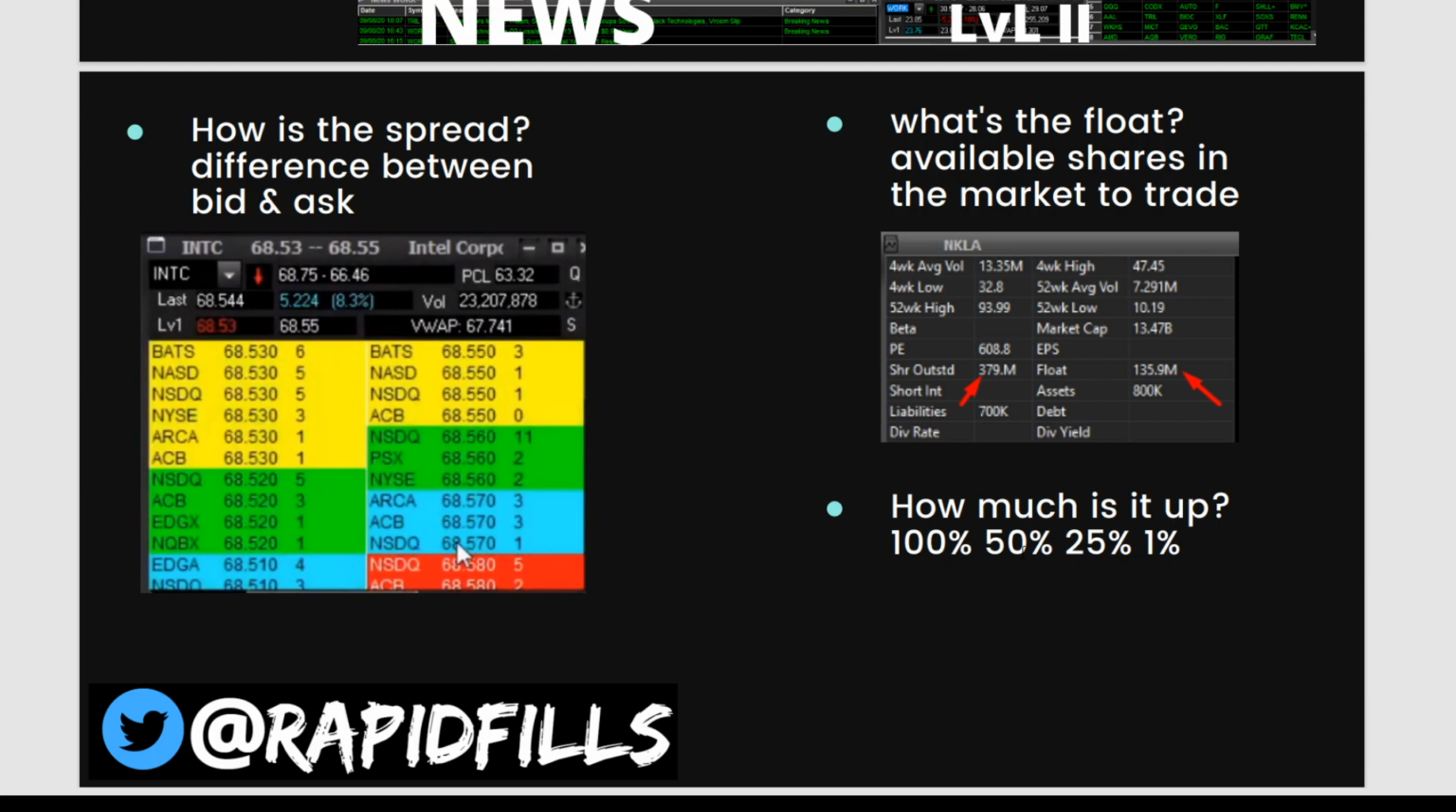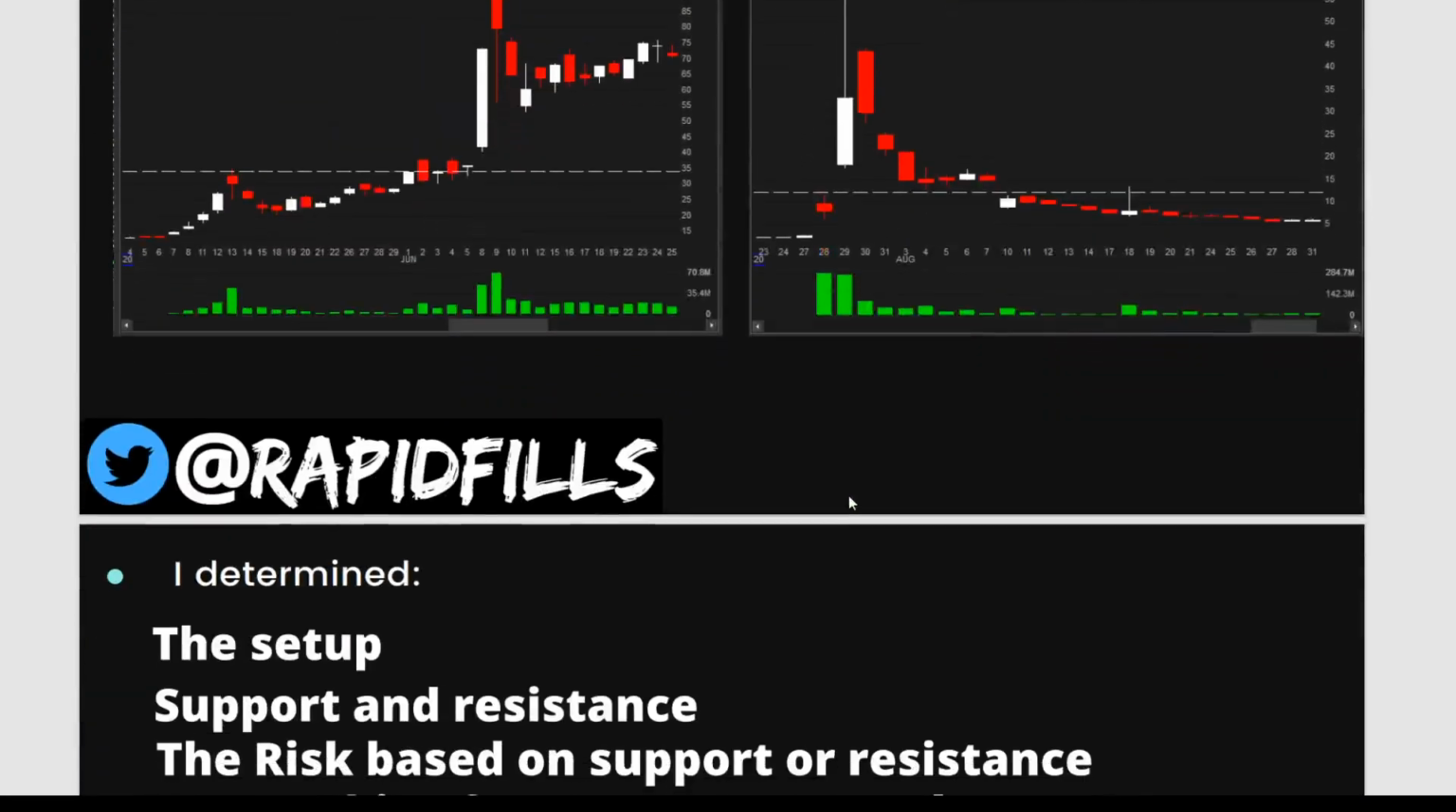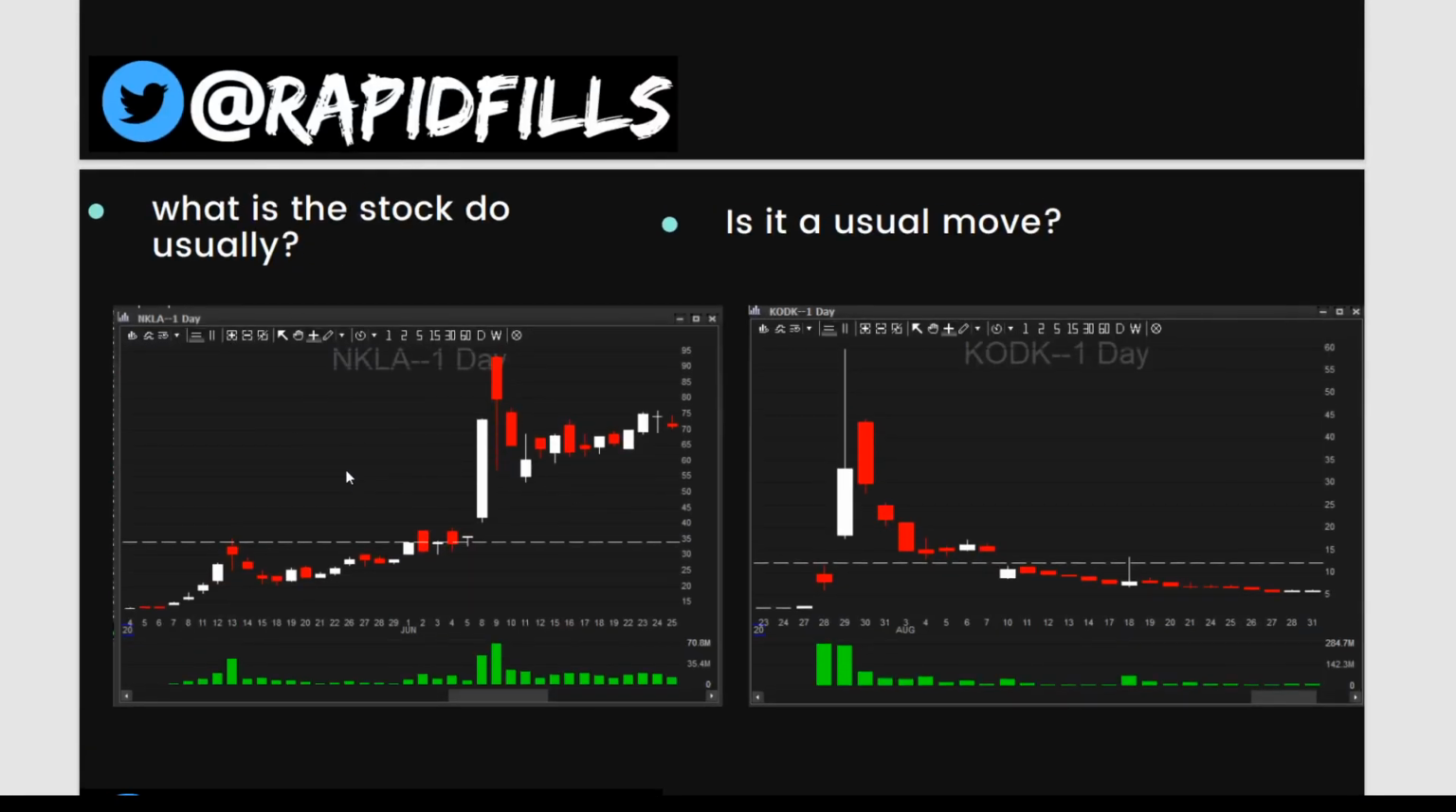Something else I look for is how much it's up on the day. Is it a normal move? What does the stock usually do? For example, here we have 2 stocks that recently moved. One of them is Nikola, right? Nikola moved from roughly 40 bucks to 75 bucks. That's a huge move compared to the prior days where it had only like a $5 move, $5 move, and this day moved 35 bucks. This is an unusual move, right?